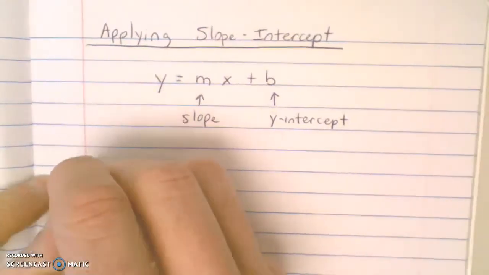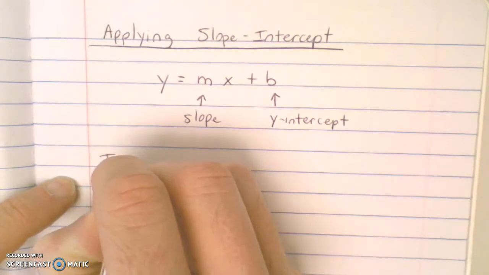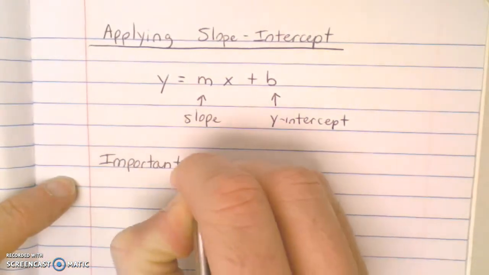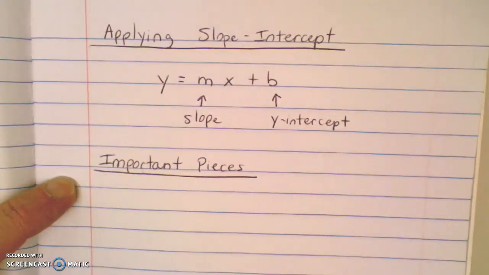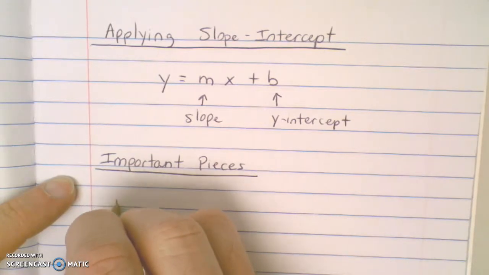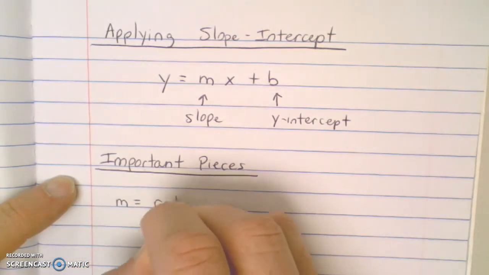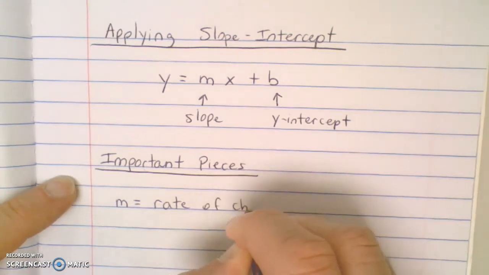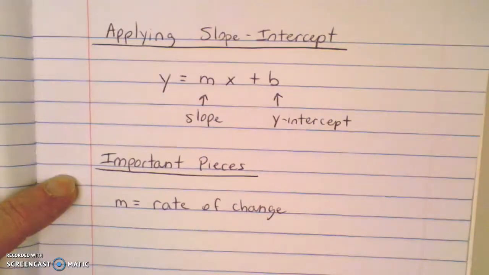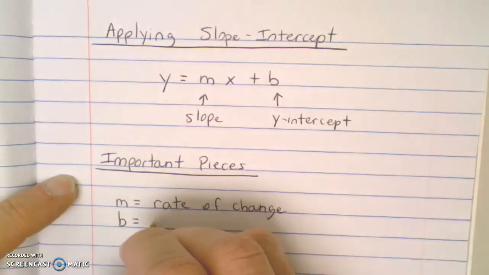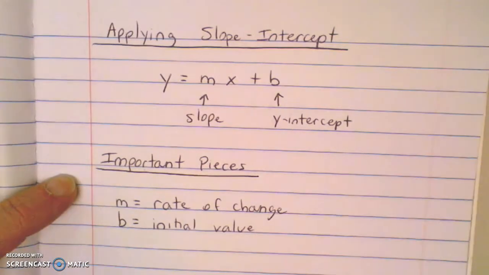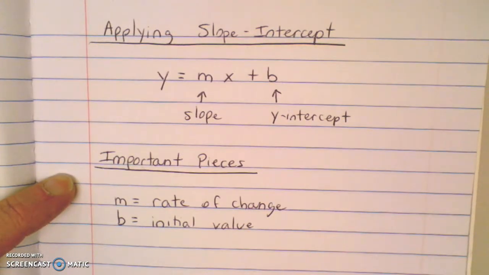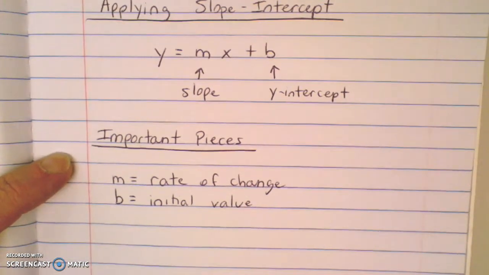So some important pieces to consider. Remember, m is your rate of change. Another word for the y-intercept is the initial value. And then two other pieces are a part of that equation.